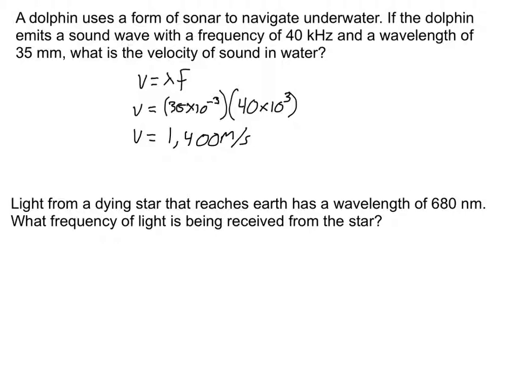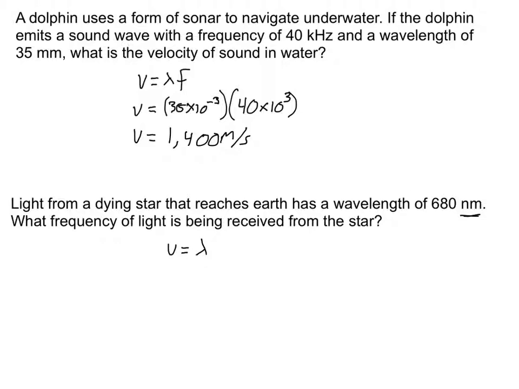Another question: light from a dying star that reaches Earth has a wavelength of 680, be careful here, nanometers. What frequency of light is being received from the star? Note that it did not state the velocity. That's because the velocity of light every single time in a vacuum, and we take that also to be in air, is 3 times 10 to the 8th meters per second. You already know the velocity of light.